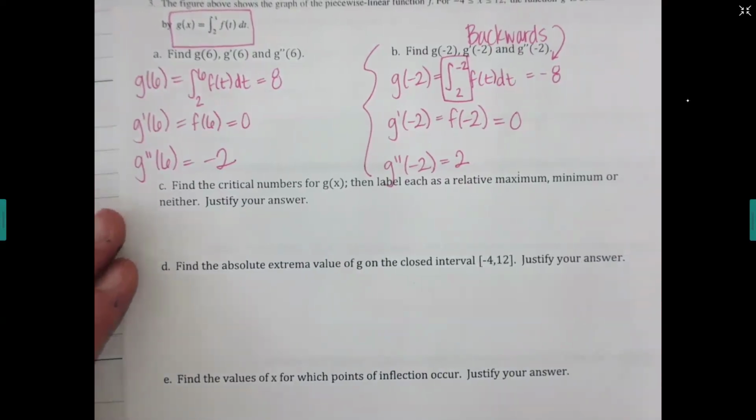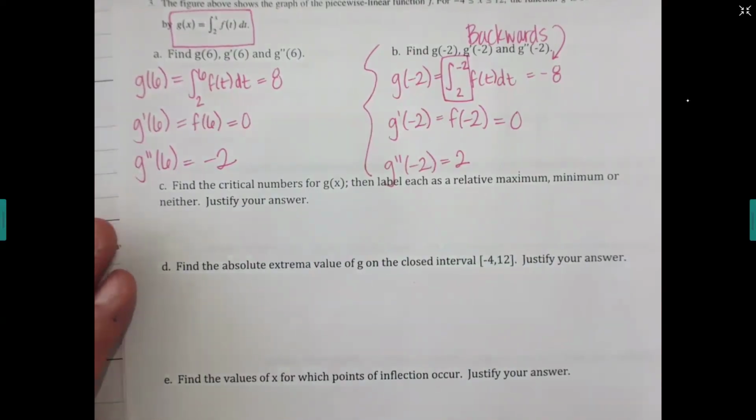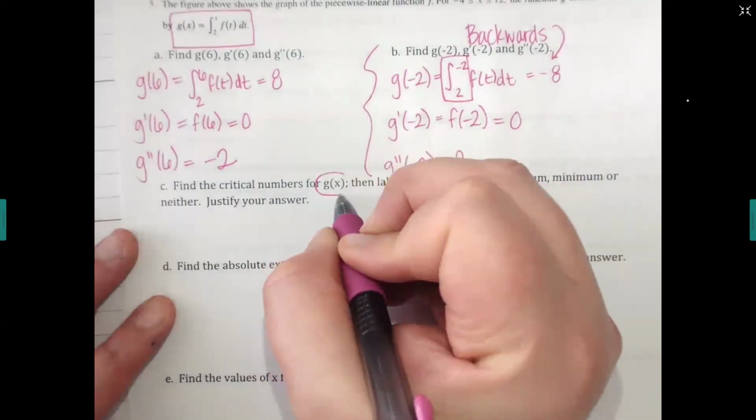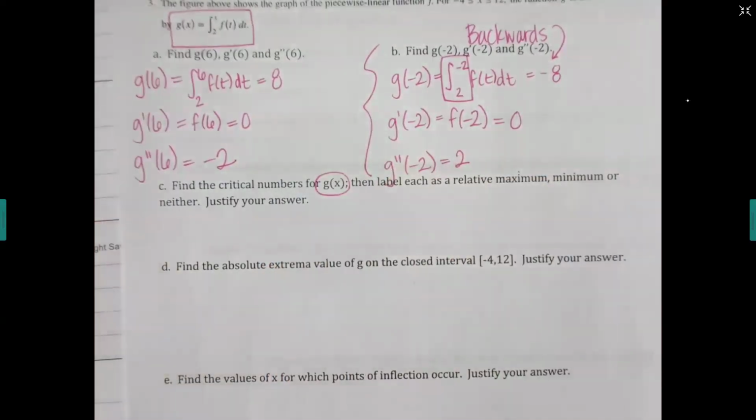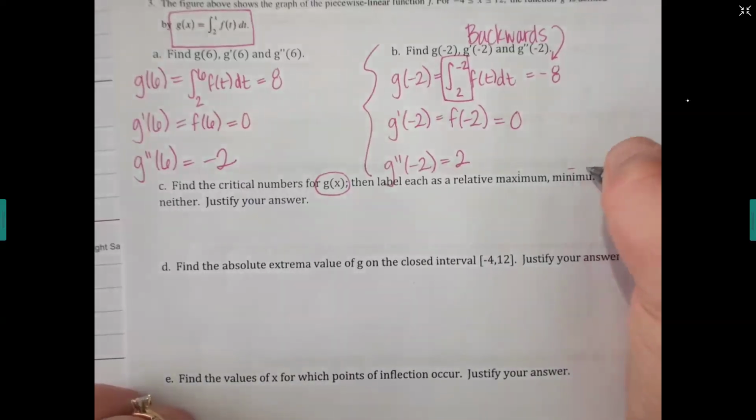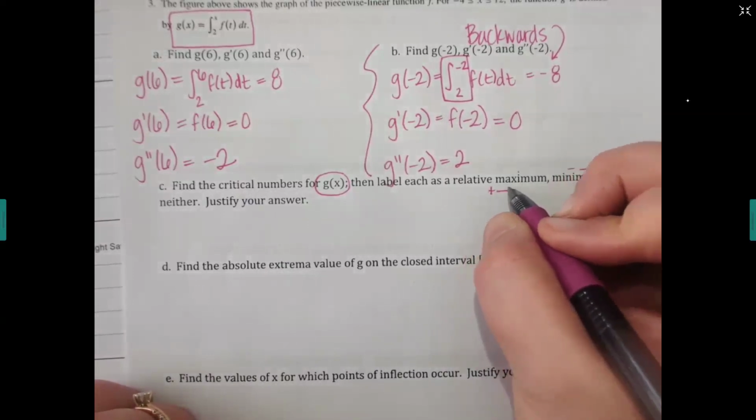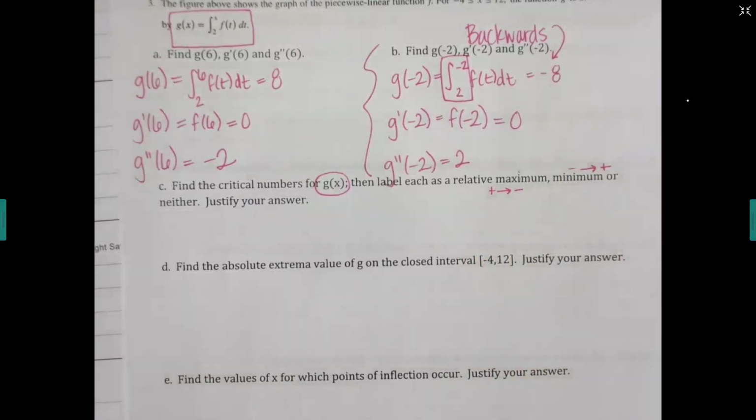Okay. Next thing that we're going to answer questions about is mins and maxes for g. Now, if g has a min, I want you to think about g prime would have to change how for it to be a minimum. Would it be plus to minus or minus to plus? For a minimum. Minus to plus. And then for a maximum, it would have to be plus to minus.